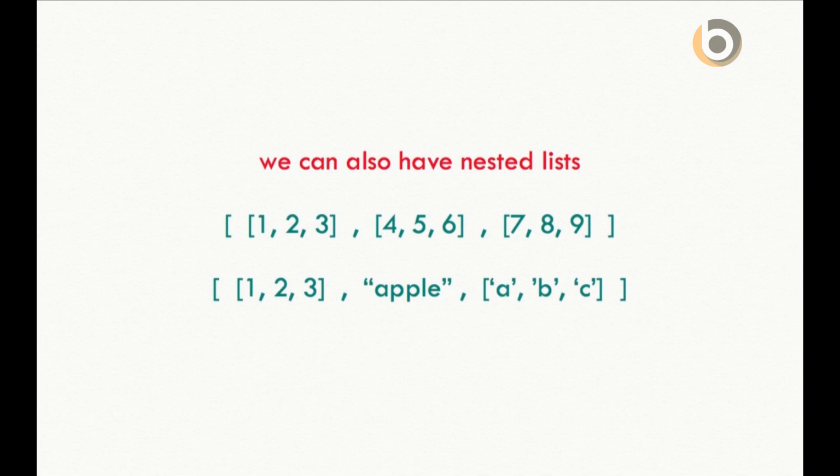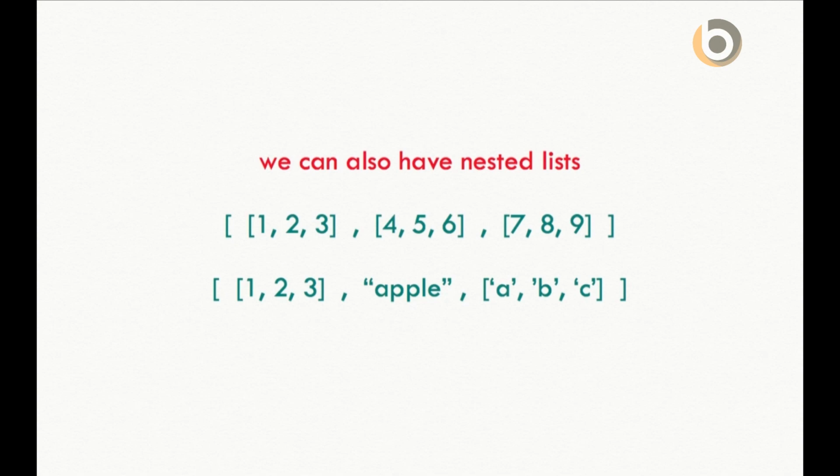As you can see in the first example, we have a list that contains three elements, and all of those three elements are lists. At index 0 of the list, we have a list that contains three elements, 1, 2, and 3. And on index 1 of that list, we have another list that has three elements, 4, 5, and 6. And on index 2 of the same list, we have another list that is 7, 8, and 9.